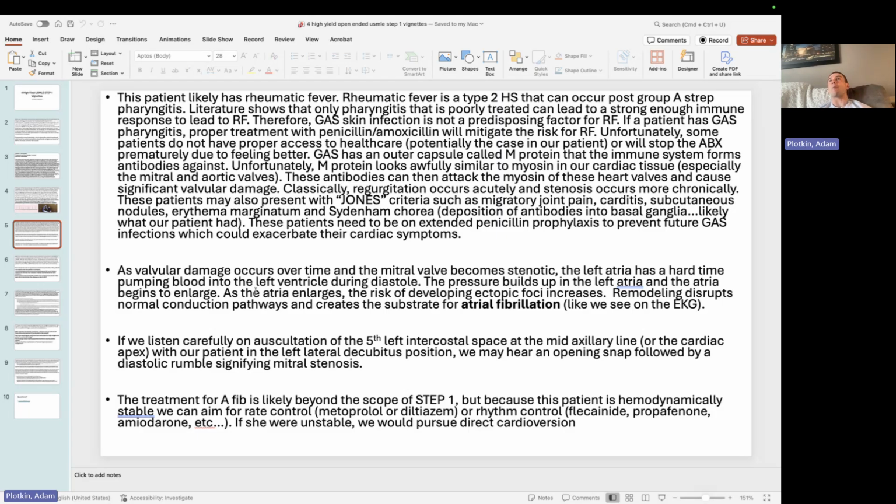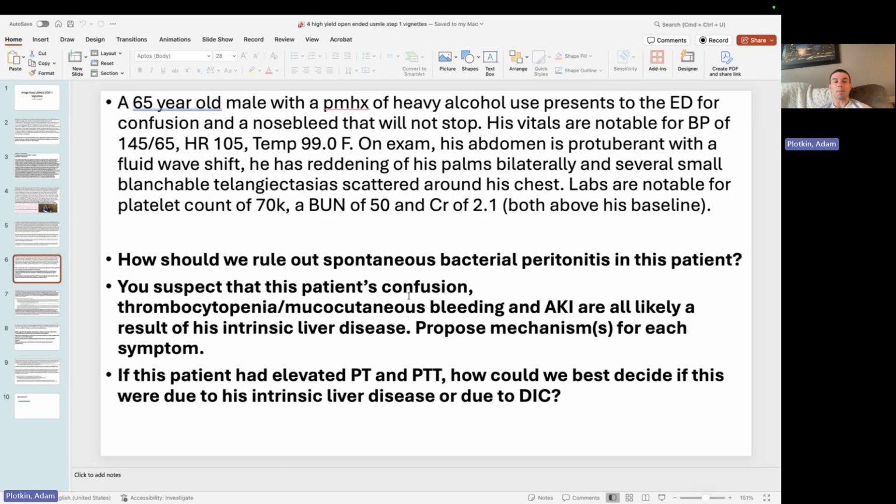Treatment for AFib is a lot more complex than that. Those are just kind of the bare bones, right? So you'll learn more details as you go through step 2, step 3, and your residency. All right. Next one, we've got two more.